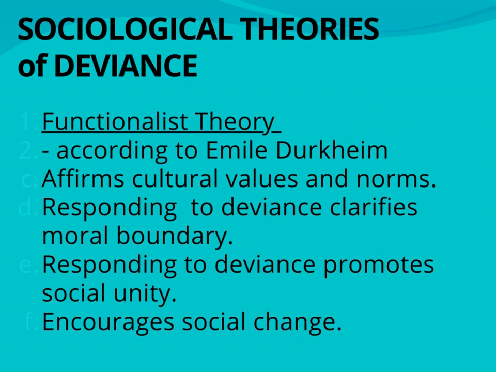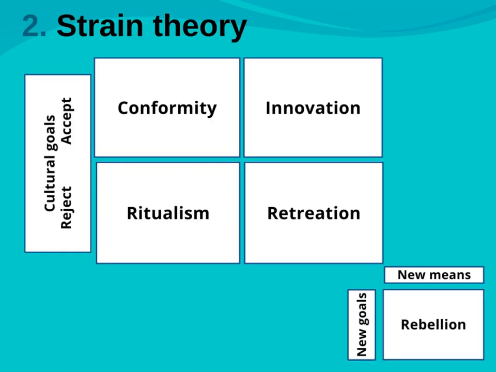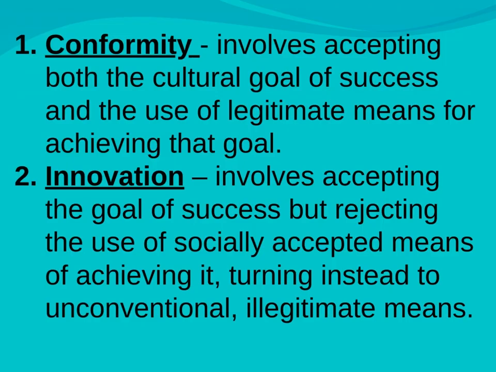Like for example, in functionalist theory, according to Emile Durkheim, deviance affirms cultural values and norms. Responding to deviance clarifies moral boundary. Responding to deviance promotes social unity, encourages social change. Another theory is the strain theory, on cultural goals to be rejected or accepted, and on new goals and new means. Let's try to understand the terminologies.